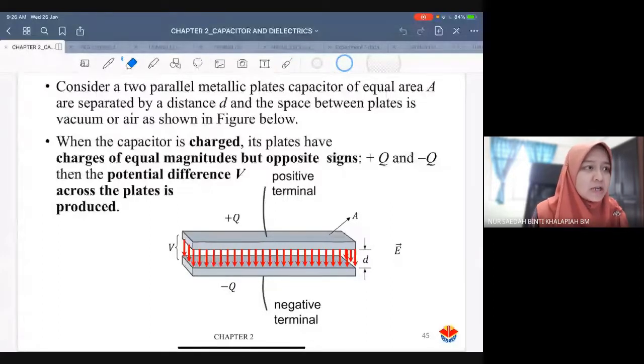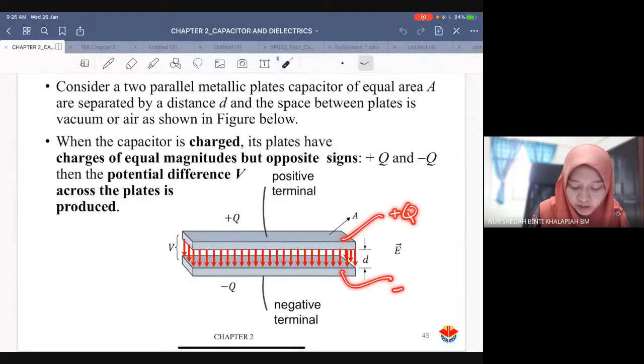The capacitor. So when the capacitor is charged, its plates have charges. So fungsi capacitor adalah untuk menyimpan charge. So plates akan simpan charge of equal magnitude but opposite in sign. So maksudnya kita ada satu plate yang charge-nya positive charge and satu lagi plate yang charge-nya adalah negative charge but the magnitudes are the same. So maksudnya kalau charge yang atas ni adalah positive Q, so bawah pun adalah negative Q. So the magnitude of charge are equal but they have opposite sign.